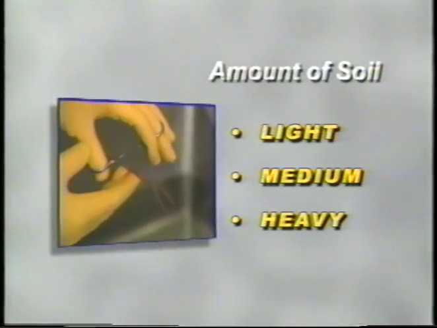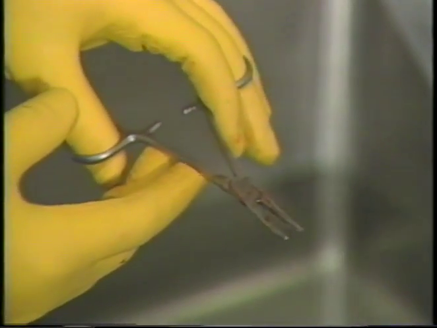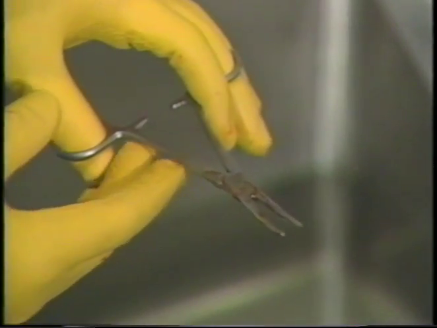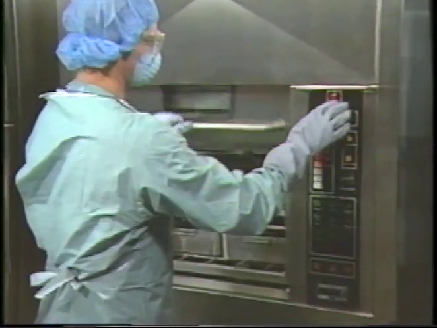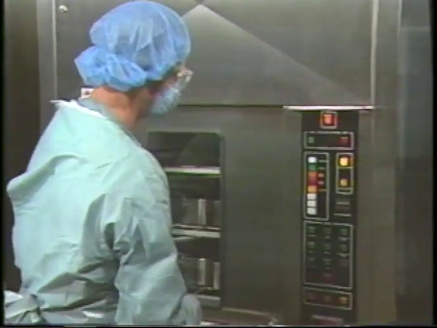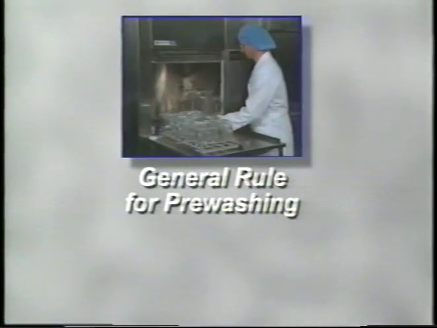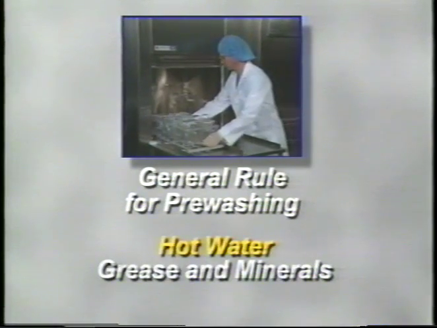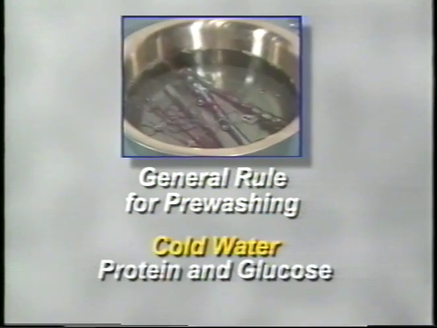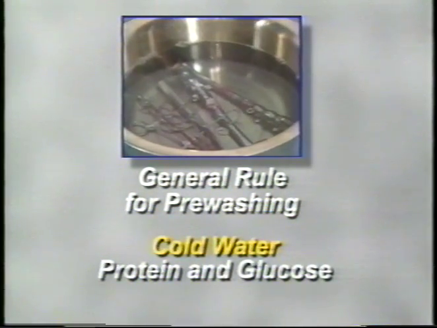The amount of soil is usually referred to as light, medium, or heavy. The amount of soil dictates what will need to be pre-washed and the length of time required. After visual inspection, grossly soiled items can be manually hand washed by immersion in water and detergent, or mechanically pre-washed by using the pre-wash cycle if provided on the washing equipment. In the case of mechanical washers, items covered with grease and minerals are usually pre-washed in hot water. When soil is composed of protein or glucose, cold water is the preferable treatment of choice for the pre-wash cycle.